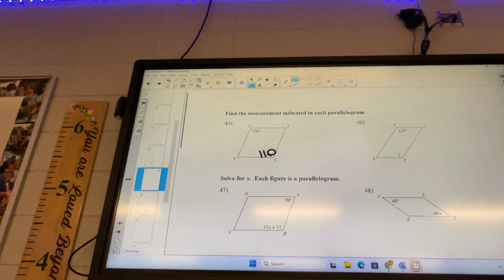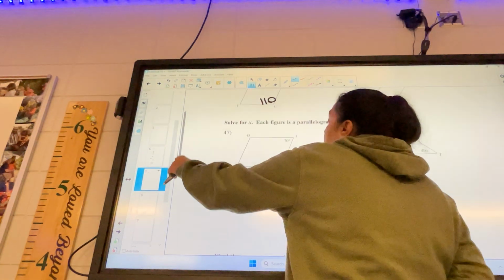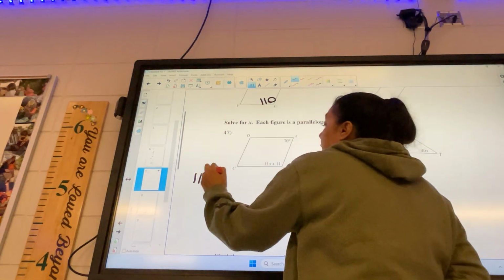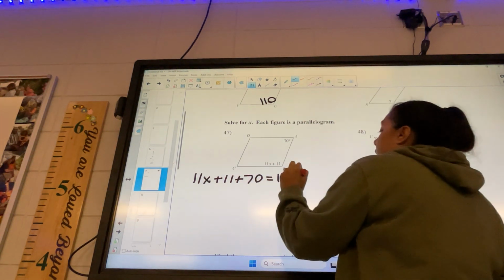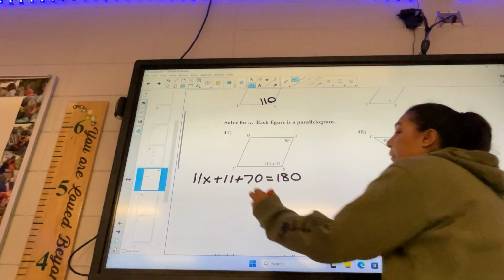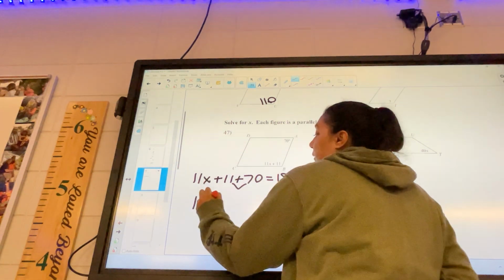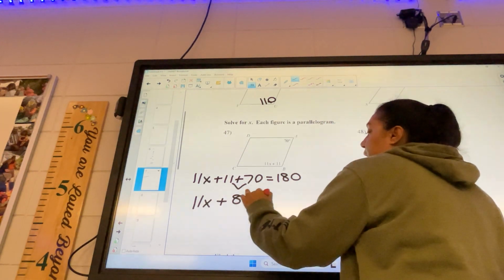Okay, 47. Are those same side or opposite corners? They're same side, so that means we're going to add them together. So we're going to say 11x plus 11 plus 70 equals 180. Then we can combine 11 and 70. So we get 11x plus 81 equals 180.